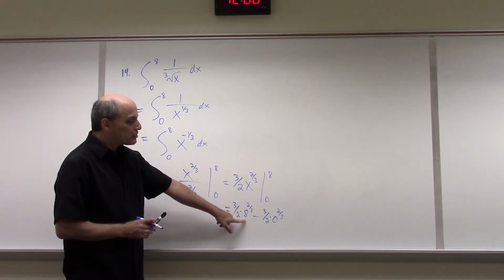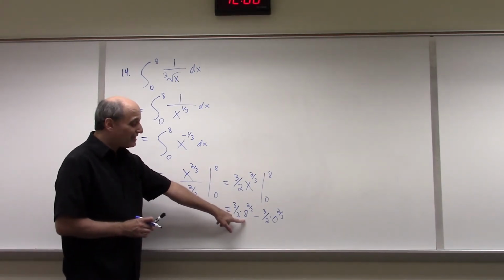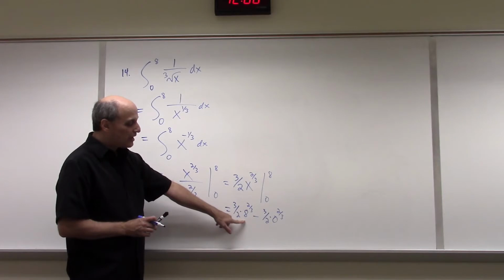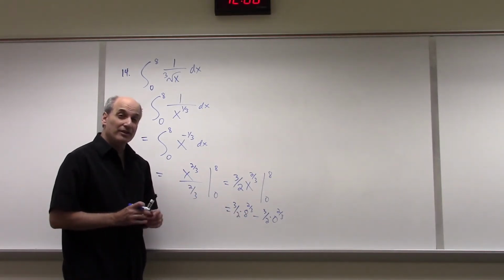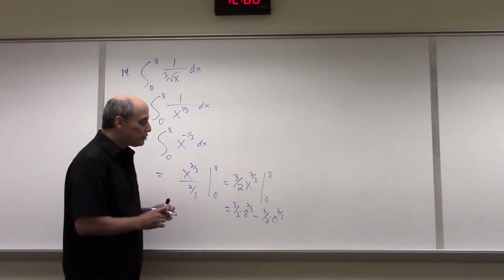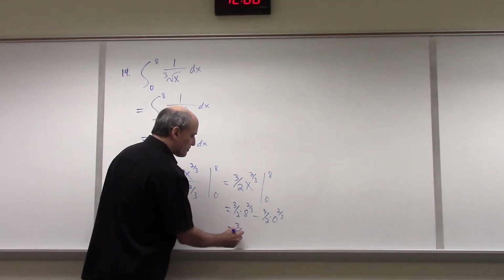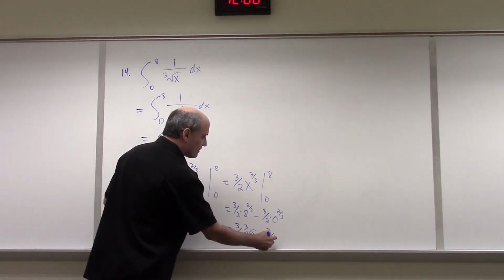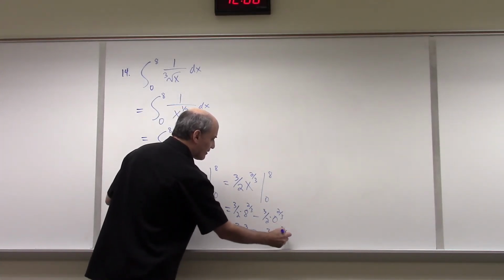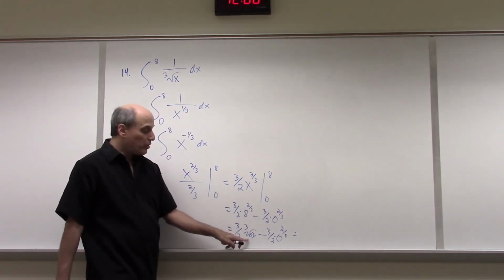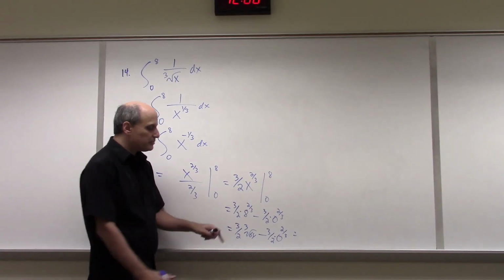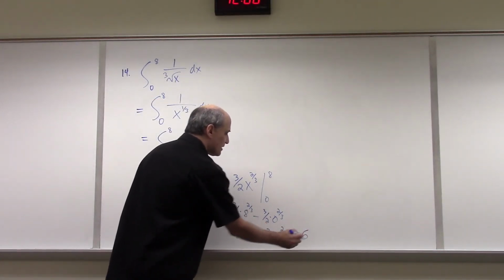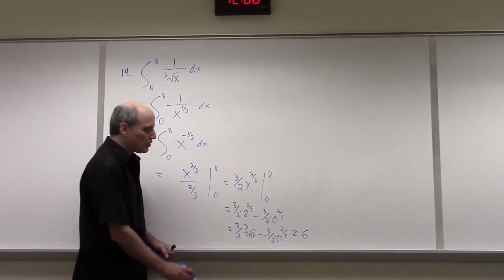8 to the 2/3, well, if you want, you can do that on your calculator, or you can think about it this way. That's the cube root of 8 squared. 8 squared is 64. The cube root of 64 is just going to be 4. So 4 times 3 is 12, divided by 2, I believe that's 6. Check it on your calculator, make sure I'm right.